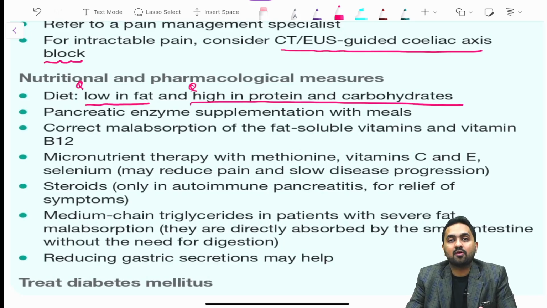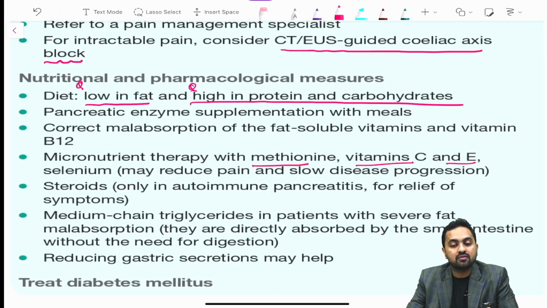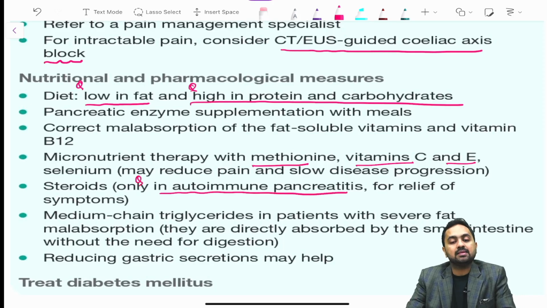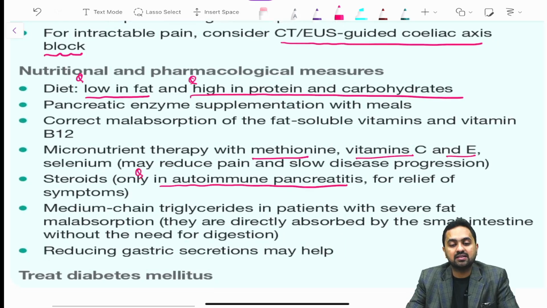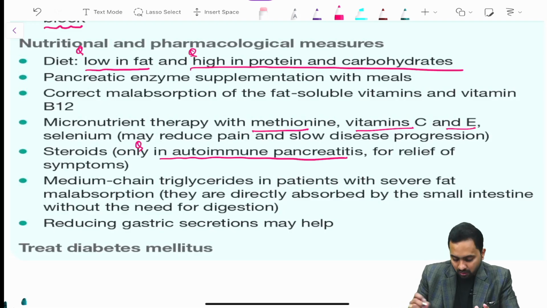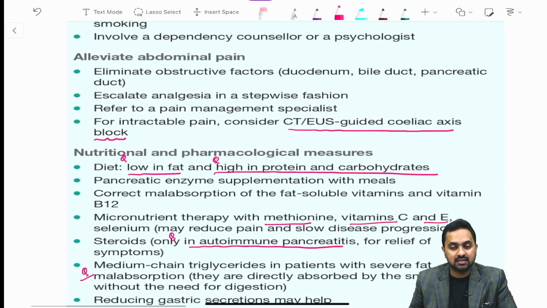Correct the malabsorption of fat-soluble vitamins and vitamin B12, micronutrient therapy with methionine, vitamin C and E. Then we have steroids, which should be used only in autoimmune pancreatitis. Then medium chain triglycerides in patients with severe fat malabsorption that are directly absorbed by the small intestine without the need of digestion, and reducing the gastric secretions may also help, and if there is diabetes mellitus, we need to treat it. So this is all about the medical management, which has been beautifully explained in this table.